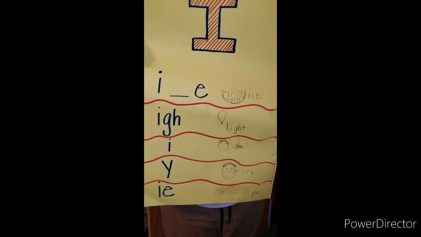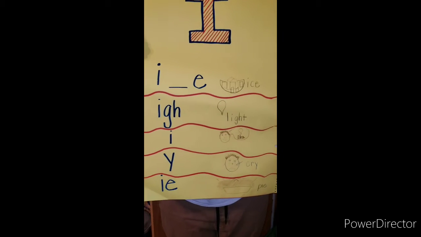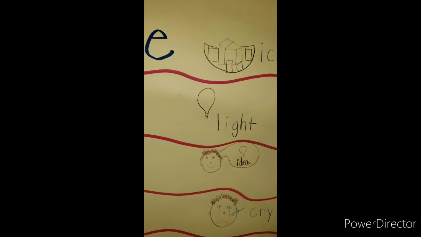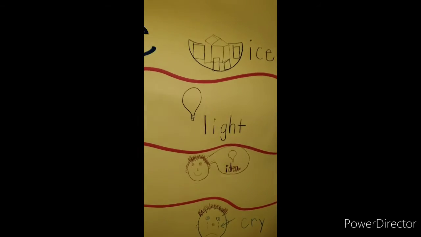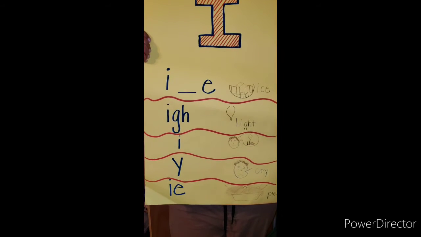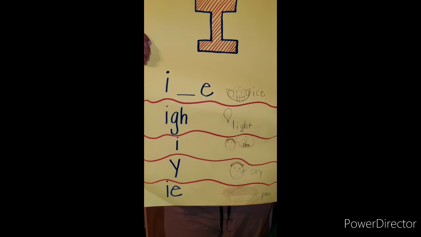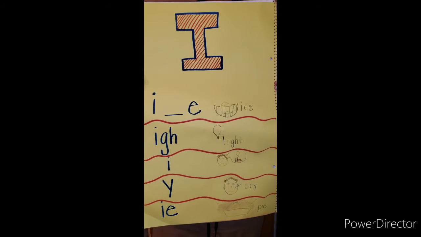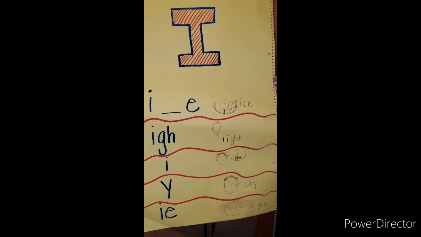Another way we might see the long I sound is just I by itself. All right. So I drew a picture of a little boy, and he was thinking of something. So he was thinking of an what? An idea. Idea. And as you can see, you heard me say the long what? I sound.